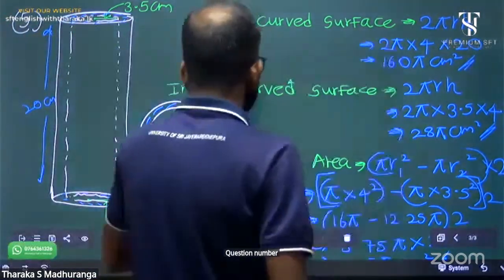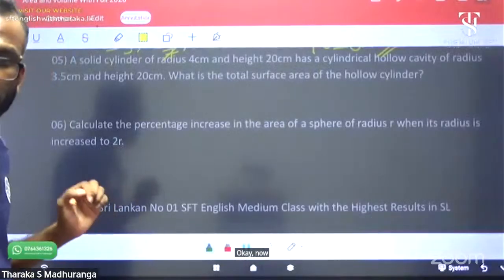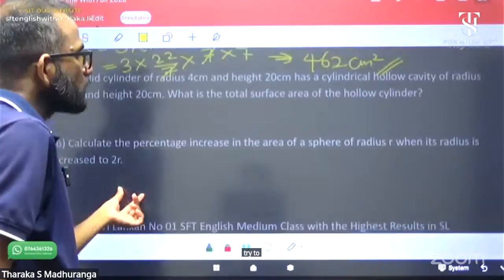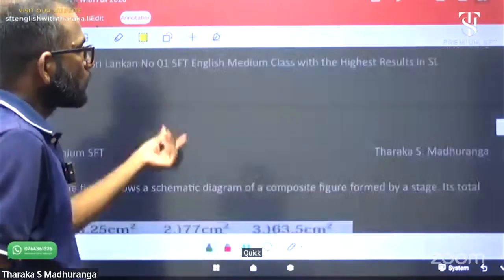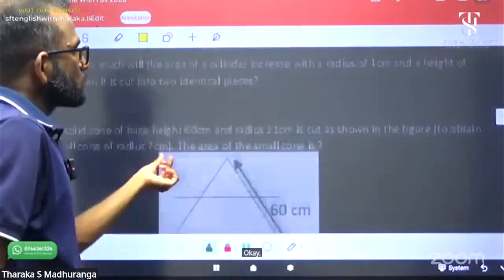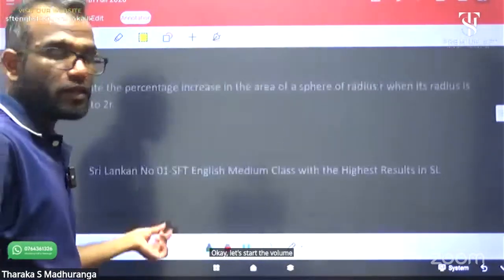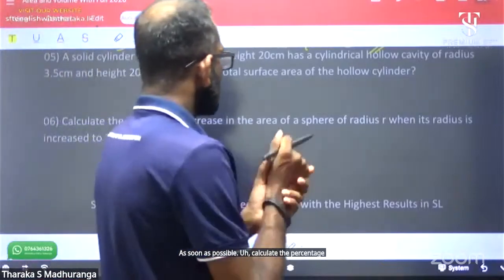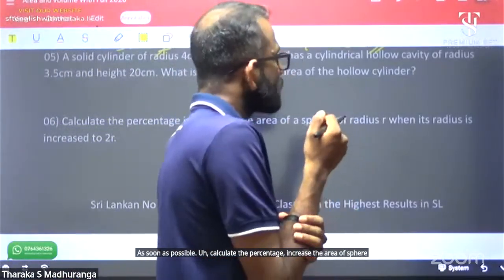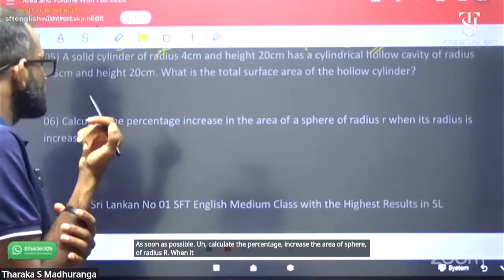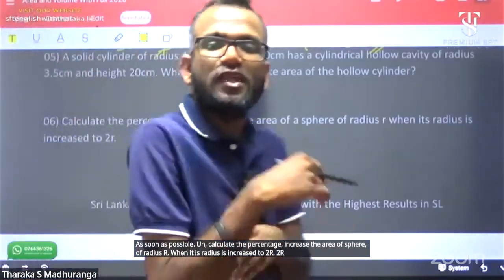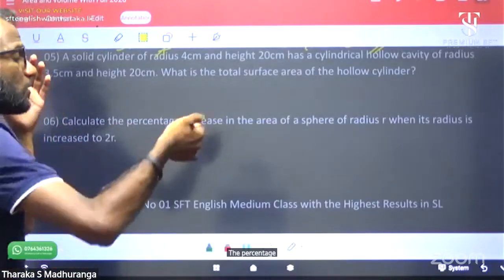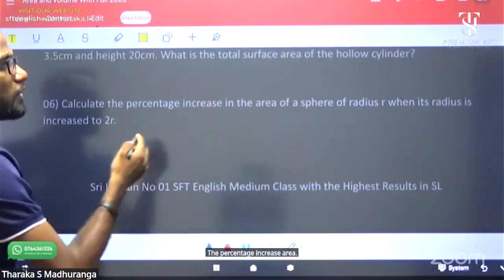Question number 6. Try to complete quickly. Okay, let's start the volume part as soon as possible. Calculate the percentage increase in the area of a sphere of radius r when its radius is increased to 2r. 2r means the radius is doubled.